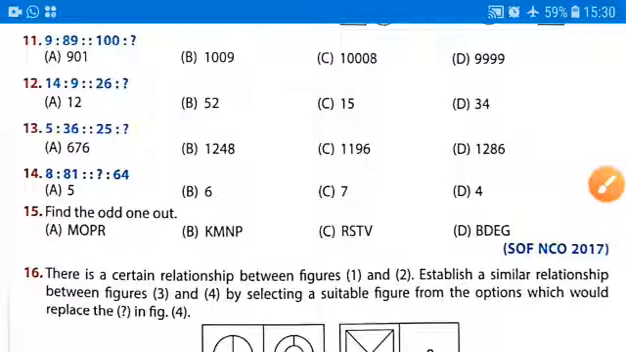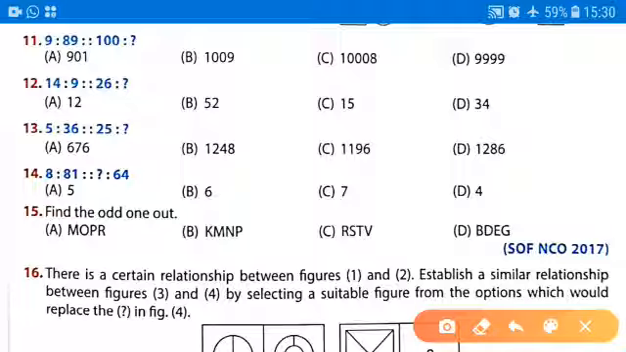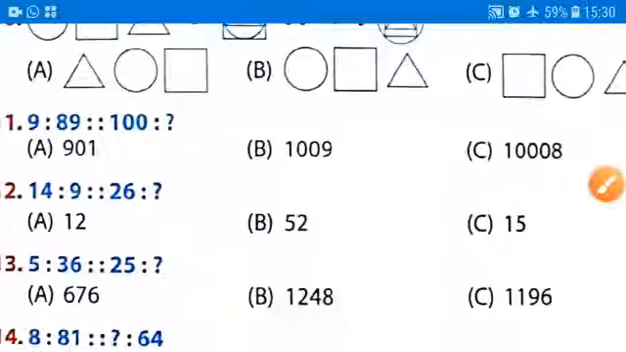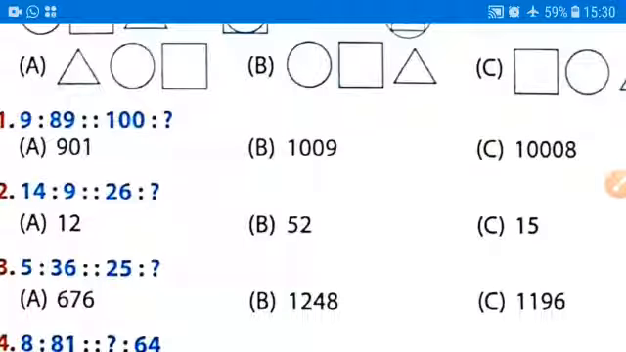Now coming to the next question, that is question number 11. Okay, this is the analogy between the numbers. So here, as you can see, we have 9 is to 89, and then similarly 100 is to what.